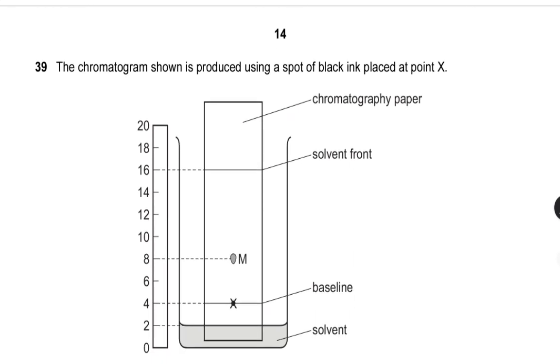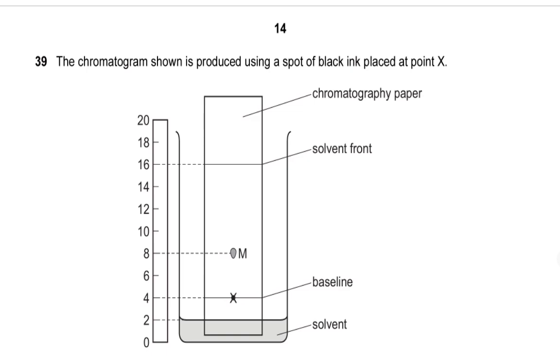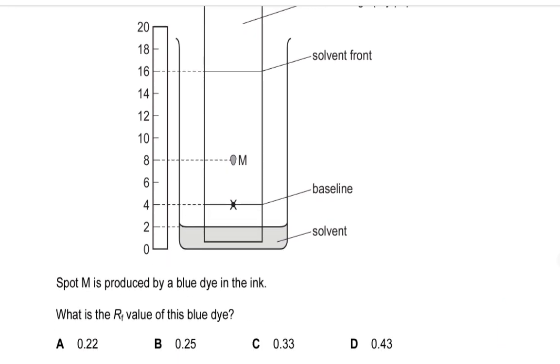Question number 39. The chromatogram shown is produced using a spot of black ink placed at point X. Chromatography paper is there. Spot M is produced by a blue dye in the ink. What is the RF value of this blue? So what is the RF value? Distance traveled by the substance divided by distance traveled by the solvent.